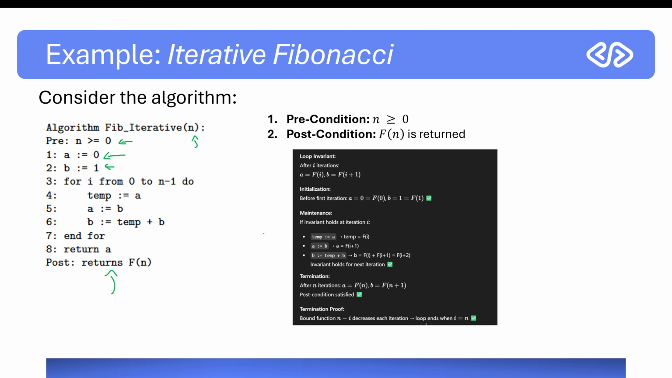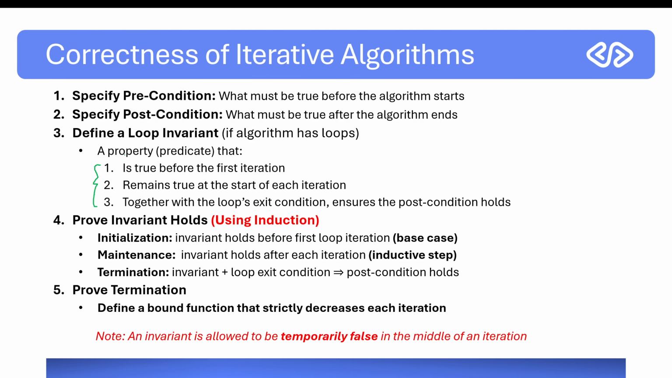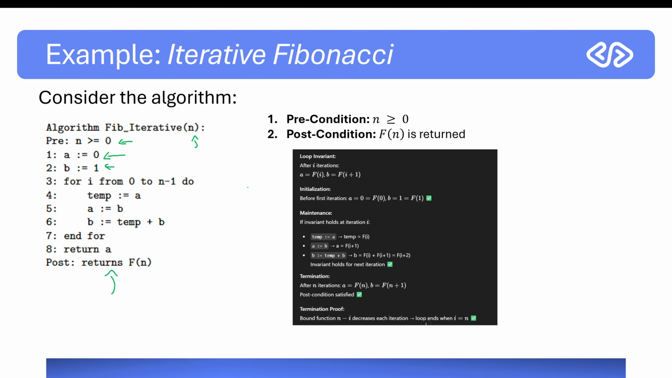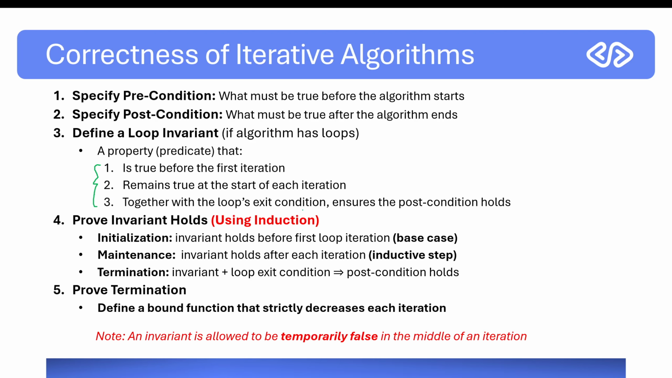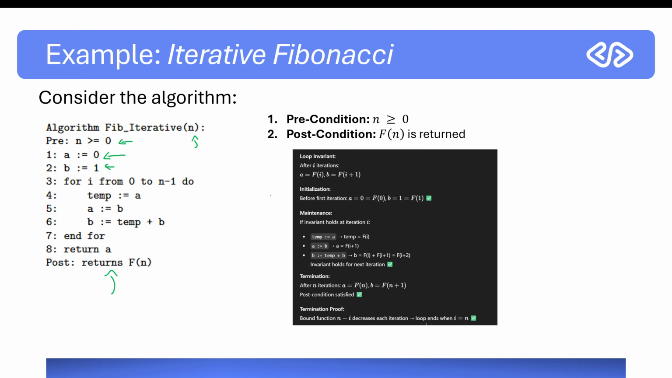Okay, so we've done 1 and 2, now we have to do 3: prove the invariant. So here, our base cases are A is 0, which is f of 0, then B is 1, which is f of 1.